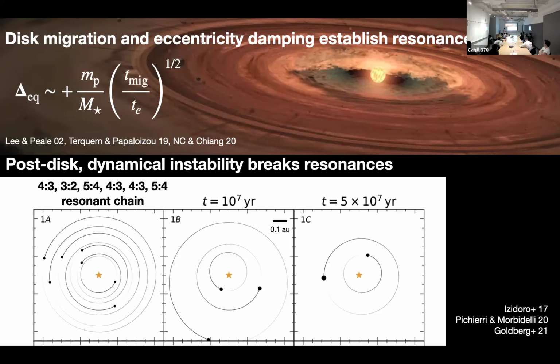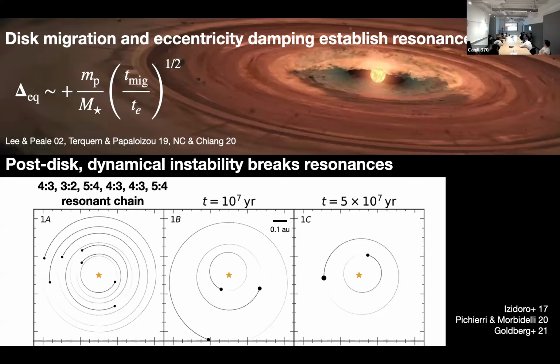But the disk isn't there forever. So at some point, the disk goes away, and what happens then? Here's a series of planets locked into mean motion resonance with each other. This is an n-body simulation that I ran. And then you wait 10 million years, and the system has gone dynamically unstable. And again, at 50 million years.